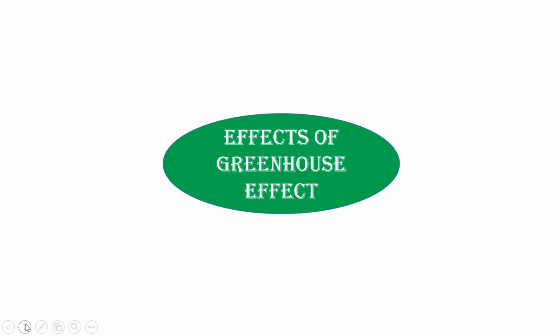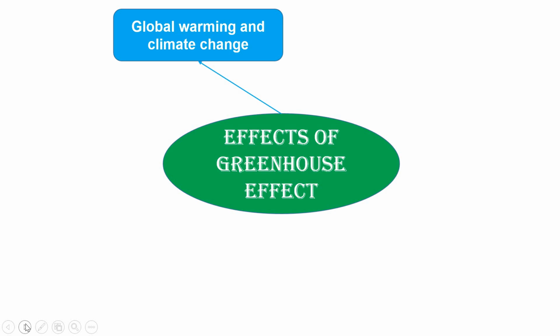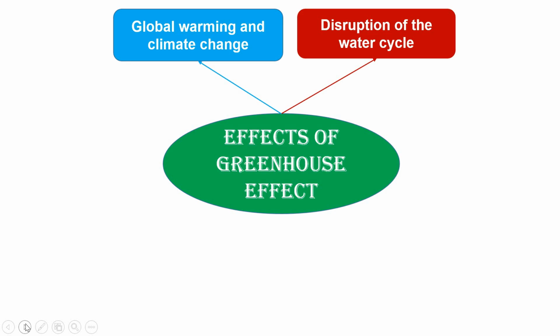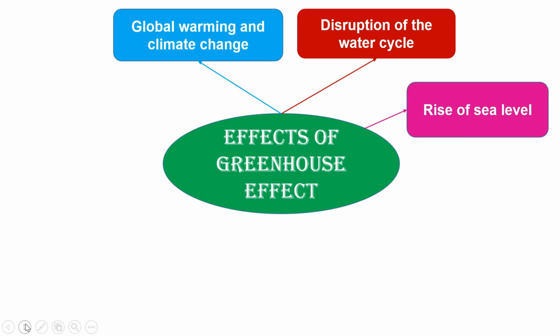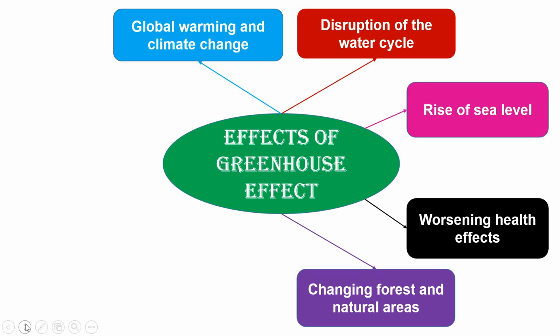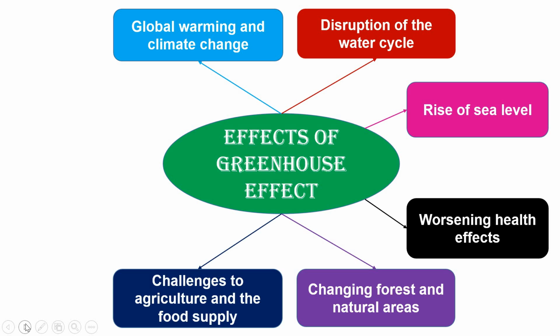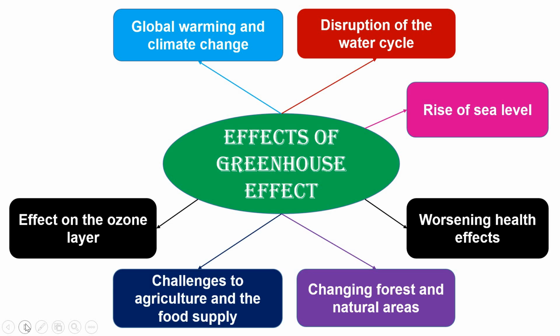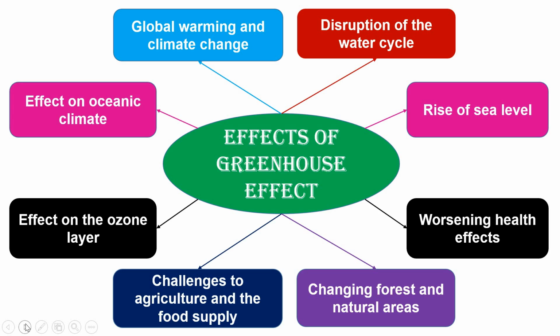Now I discuss the effects of greenhouse gases. The first effect is global warming and climate change. Another is disruption of the water cycle. Next is rise of sea level and worsening health effects. Another is changing forests and natural areas. Another is challenges to agriculture and the food supply. Another is the effect on the ozone layer. And the last is the effect on oceanic climate.